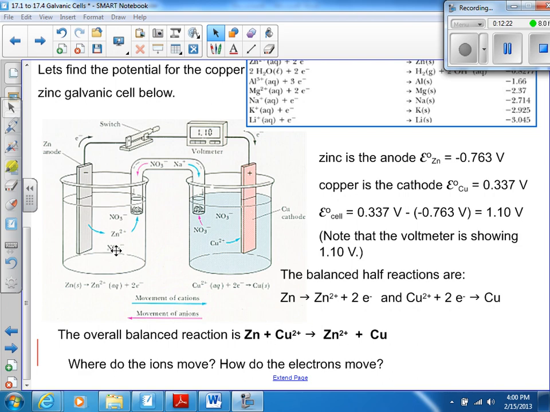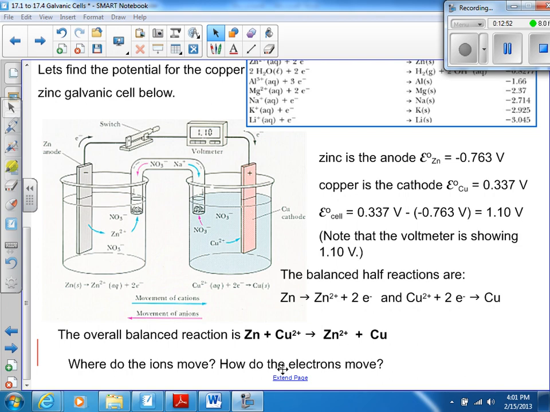Over on this side, we are producing zinc 2+. See over here? Notice the products, we're making zinc 2+. So the zinc anode is producing some zinc ions, and now those zinc ions are making some positive charge over this side. We need some negative ions to make this side electrically neutral. So the nitrate moves over to this side. The nitrate moves to the zinc side, the sodium moves to the copper side.